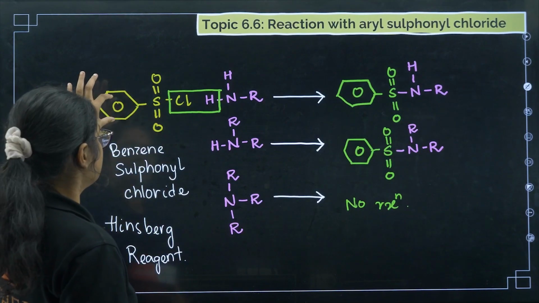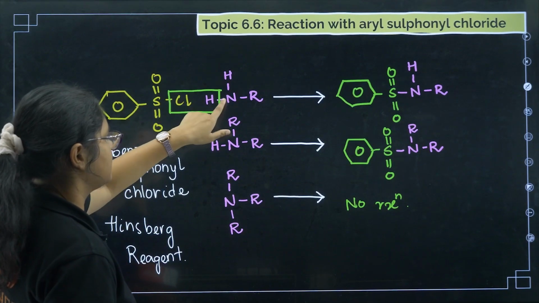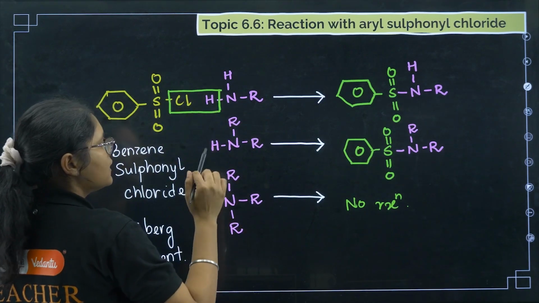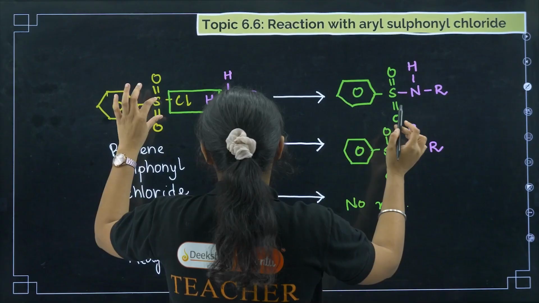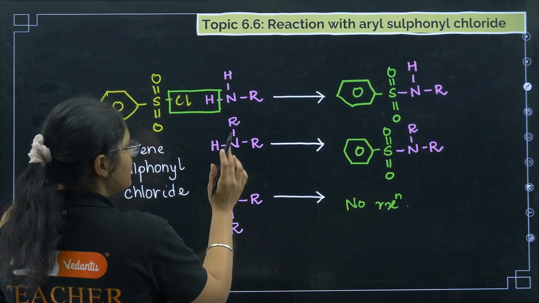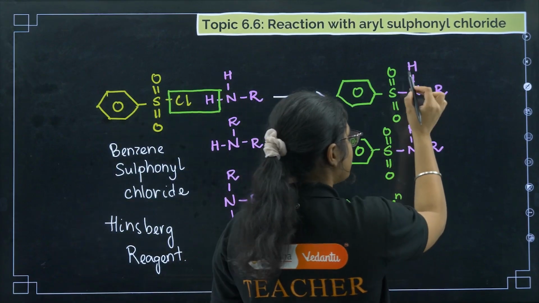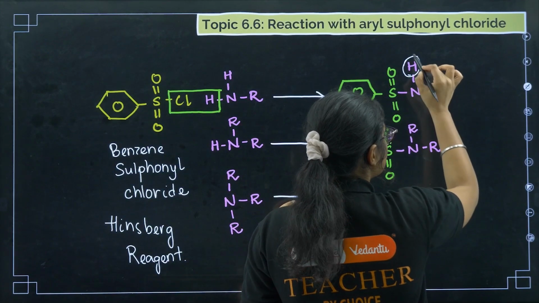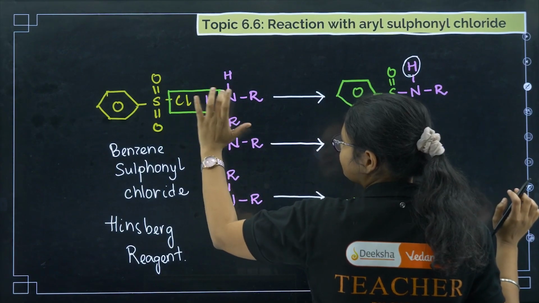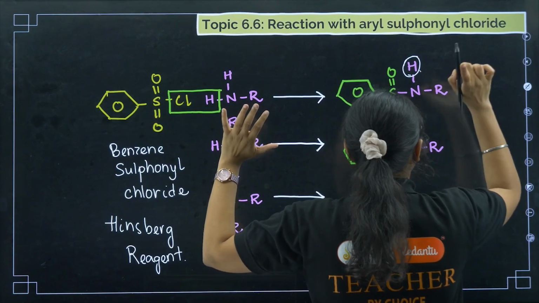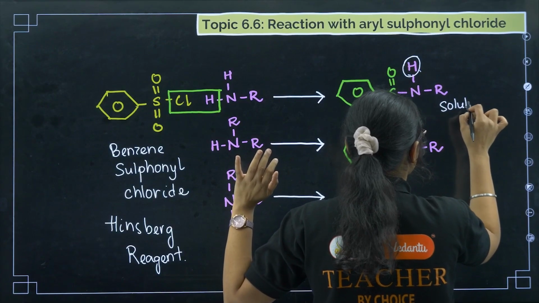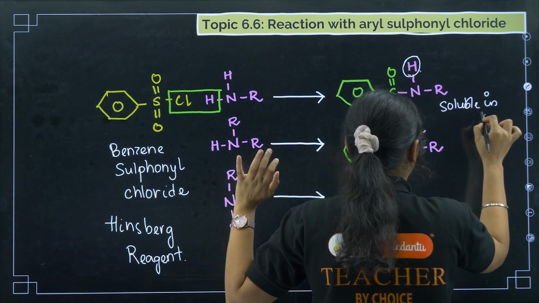Now if you have benzene SO2Cl plus RNH2, the HCl will go, so you will get this compound, C6H5SO2NHR. Now this group has one acidic H, so it will react with alkali. This HCl is removed and the group is connected. Here this H is acidic, so this salt or precipitate is soluble in alkali.